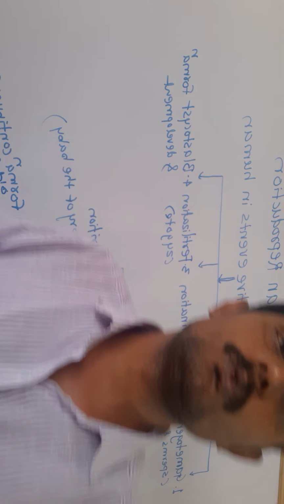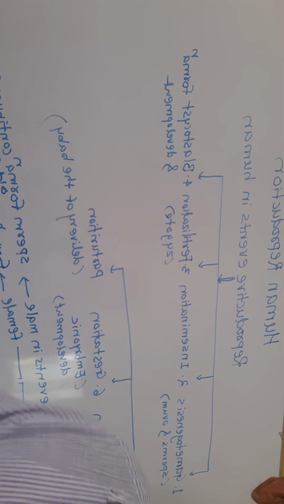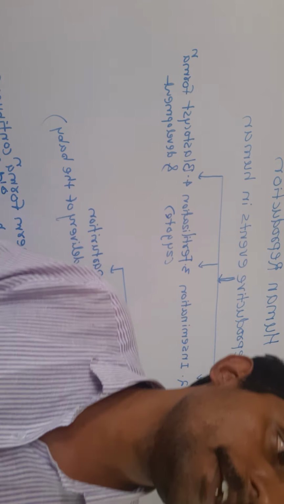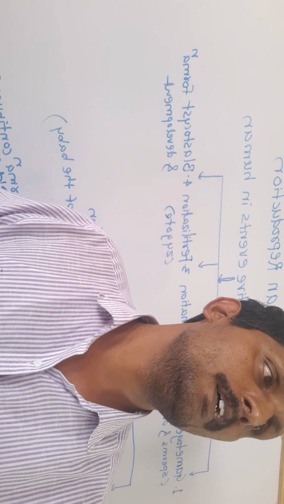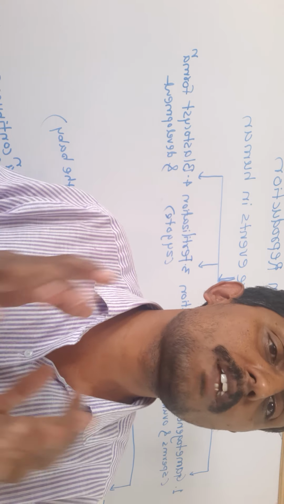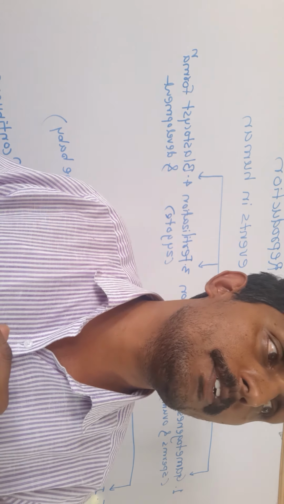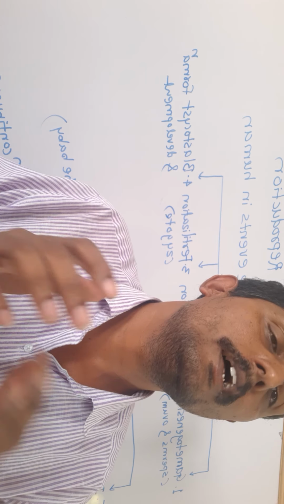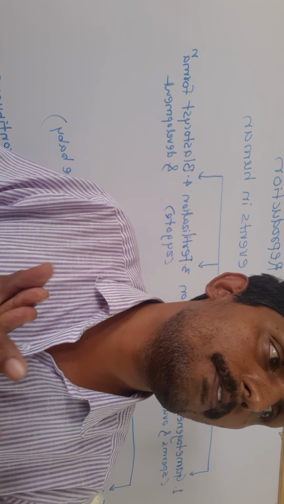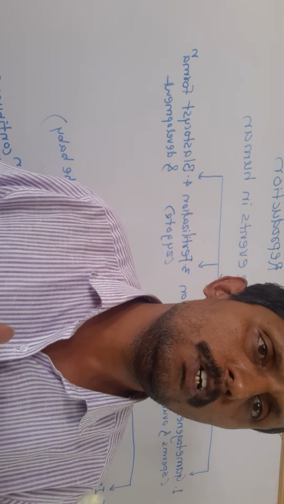The second main reproductive event is insemination. In animals and humans, this is the transfer of the sperms of the male into the female genital tract. This is called insemination.